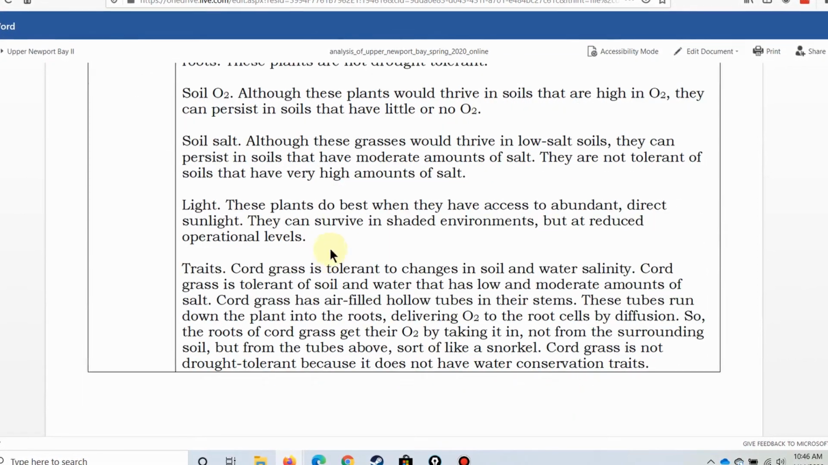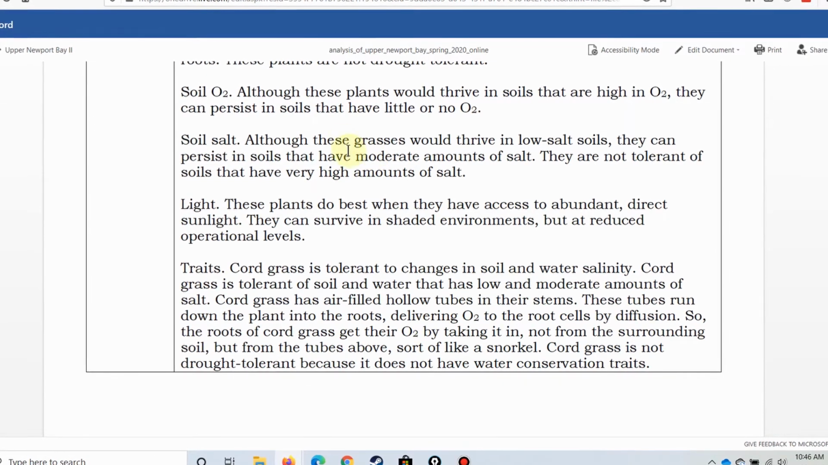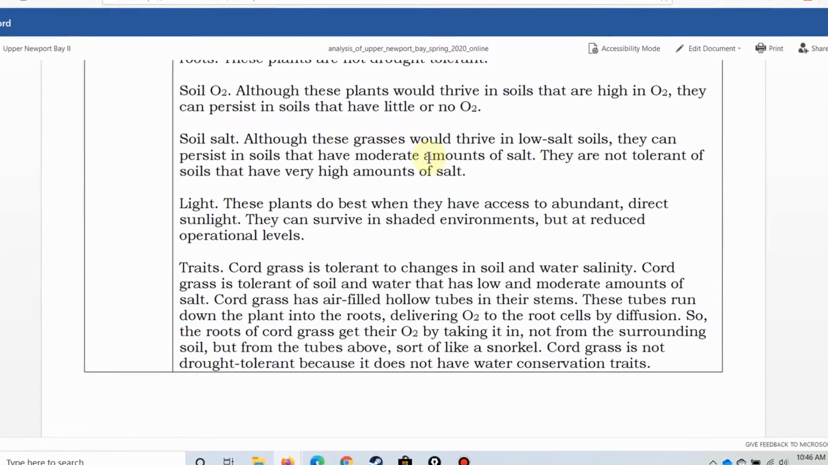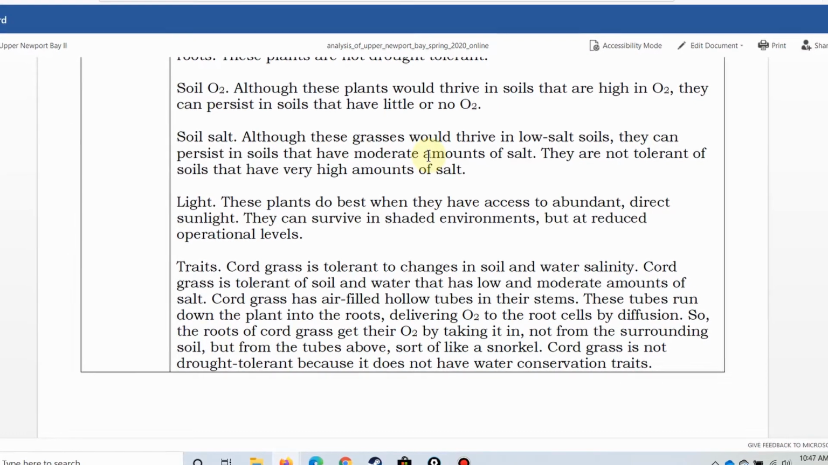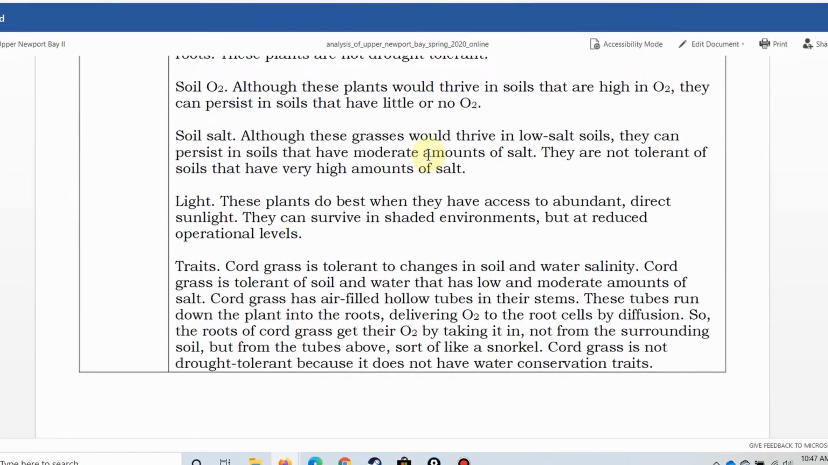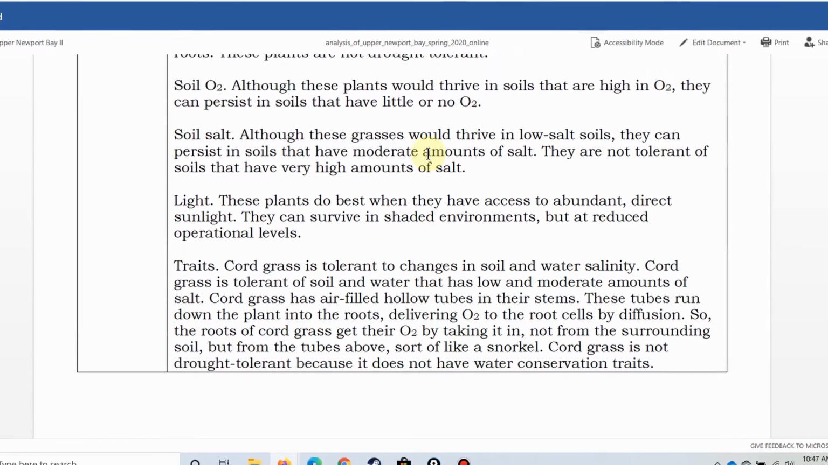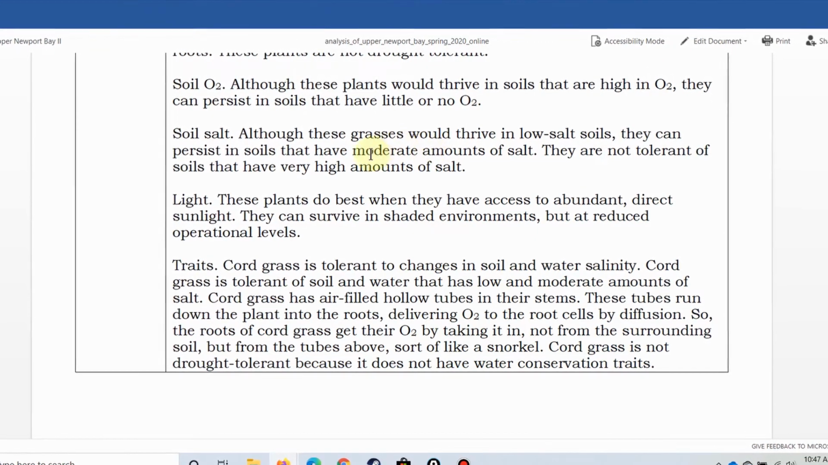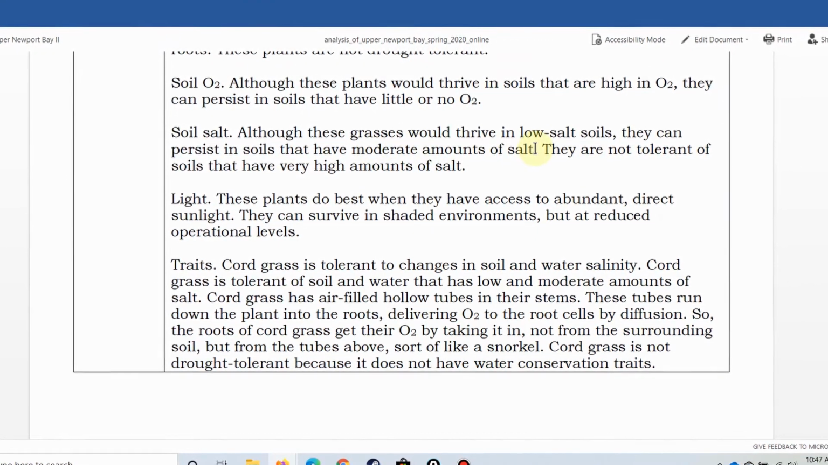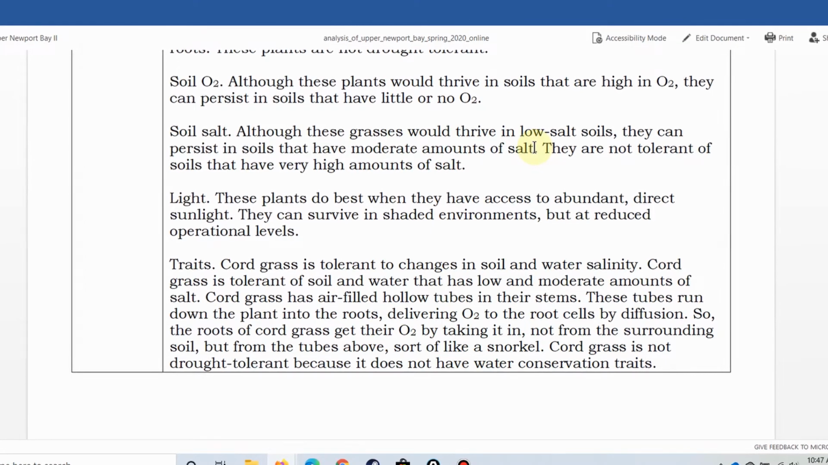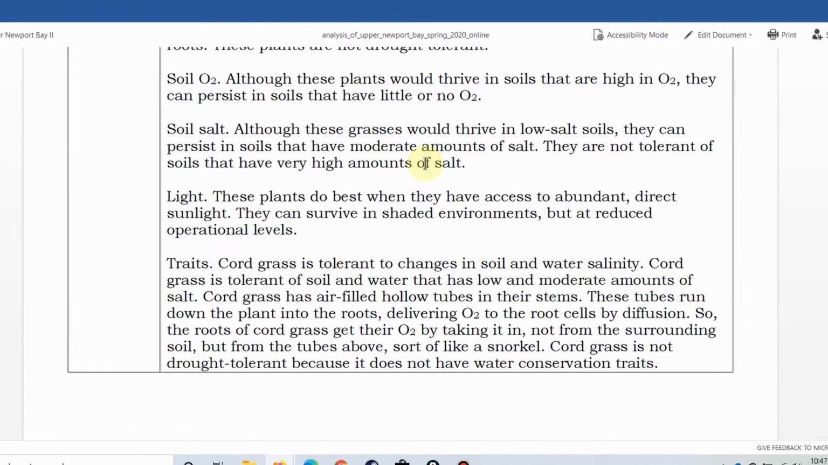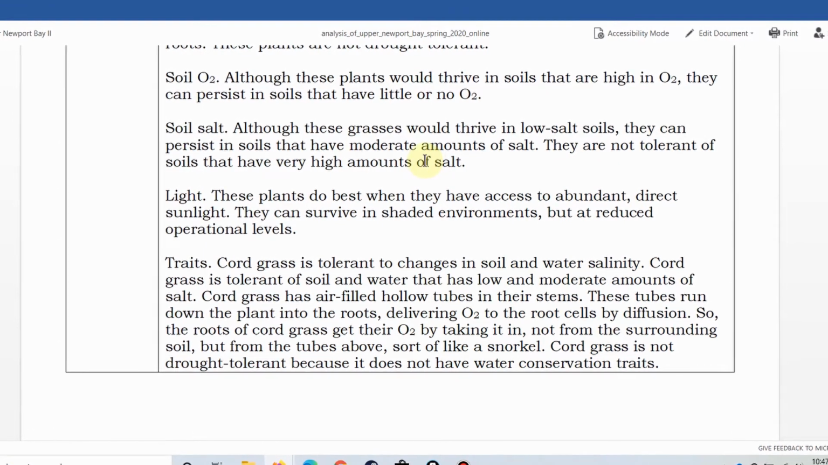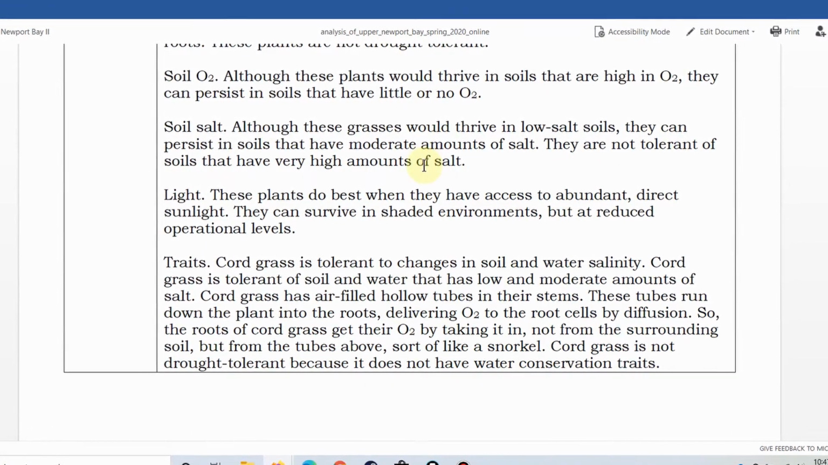Soil salt, cordgrass can do fine in places where the salts in the soil are low, but they can also do well when there's a moderate amount of salts in the soil, like in the salt marsh. But they're not tolerant at all to very high amounts of salt. So if you have very high amounts of salt, then they're not going to do well.